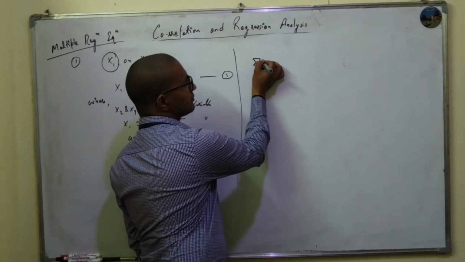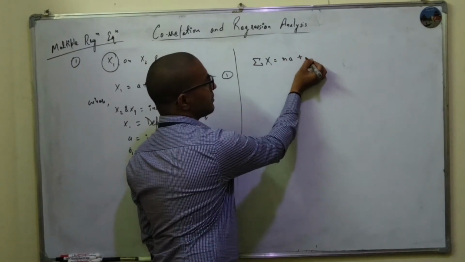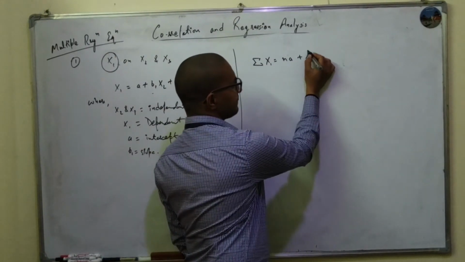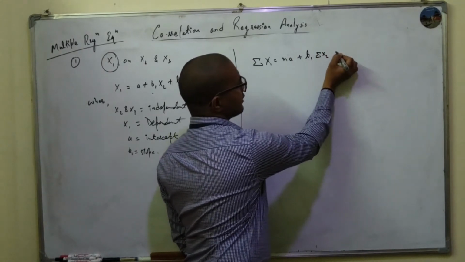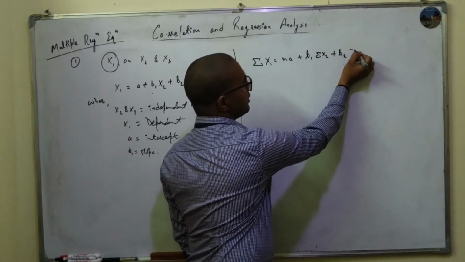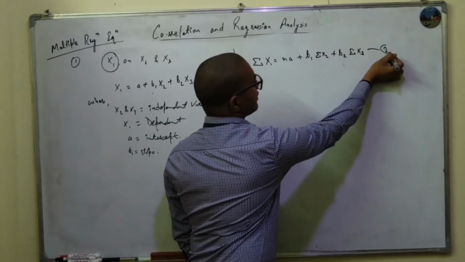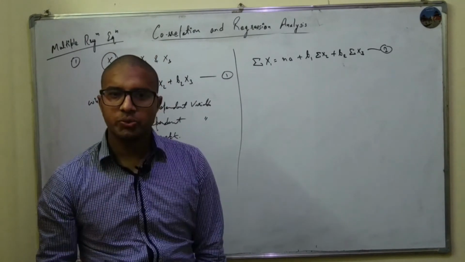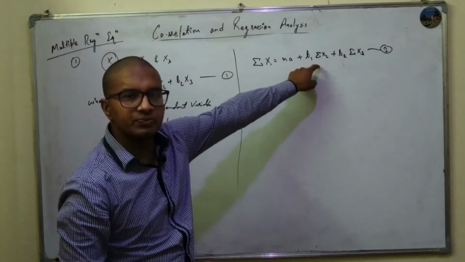So suppose Σx1 equals n times a plus b1 Σx2 plus b2 Σx3. This is equation number 2. Next, we will multiply all of this by x2.